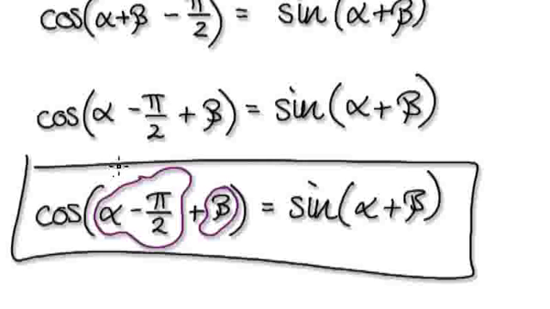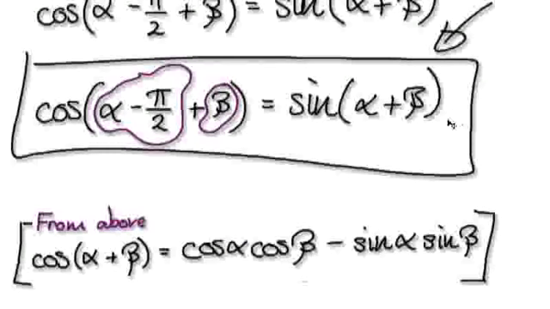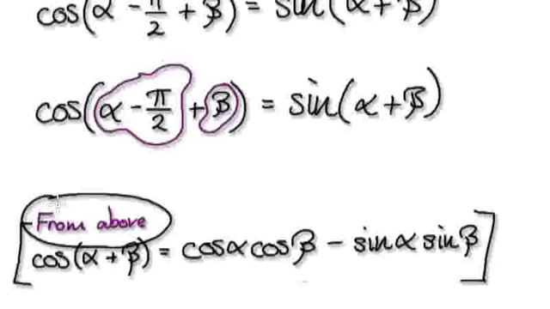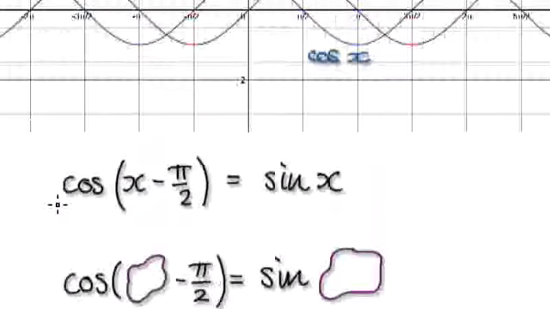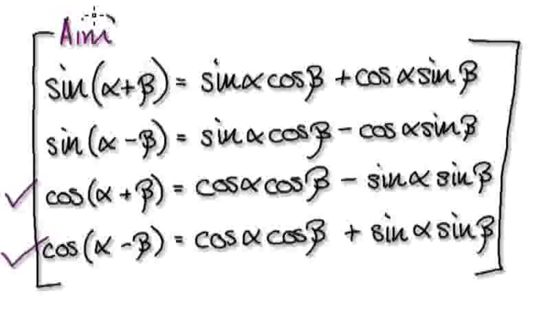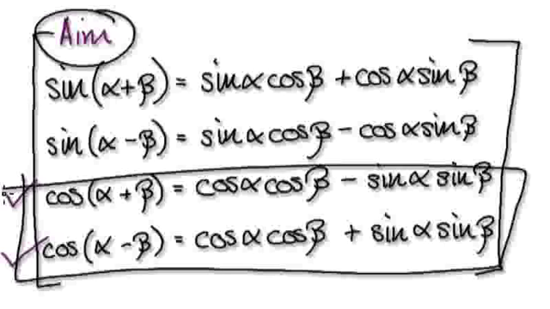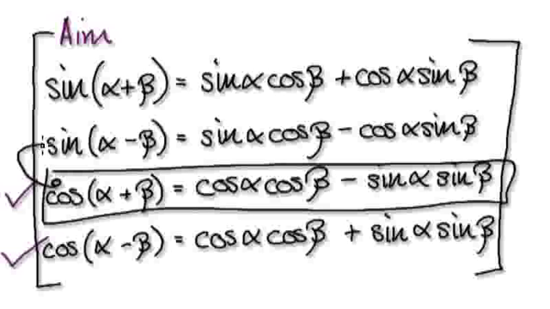At the end of the previous video, we got to this stage here. Now, our next step is that from above, and what I mean by from above is that right from the start, this was our aim. We've already proved these two identities here. We're going to use this one here to prove this and to prove this.